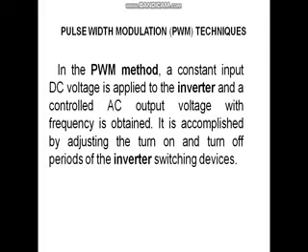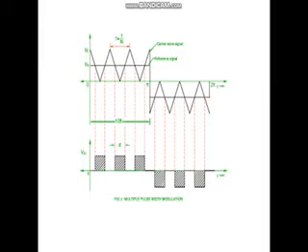In this pulse width modulation method, a constant input DC voltage is applied to the inverter. From a constant DC source, the inverter gets input voltage and produces a controllable AC voltage. That is the main concept. The controllable AC voltage with a desired frequency can be obtained by means of the pulse width modulation technique. It is accomplished by adjusting the turn on and turn off time periods of the inverter switching devices. So this is the pulse width modulation technique.